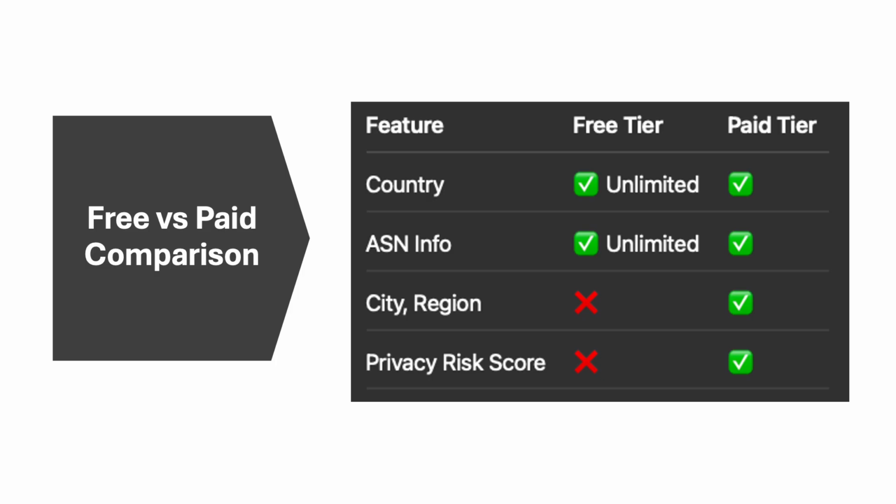Quick note, the free tier gives you country level data and ASN info. If you need more detailed stuff like city, region, or host type, there's a paid plan for that. But honestly, for 90% of the use cases, the free tier rocks.